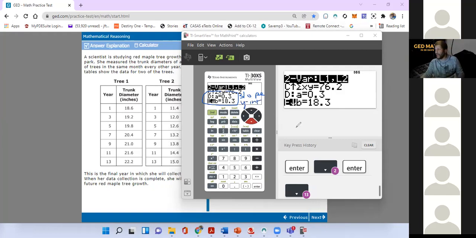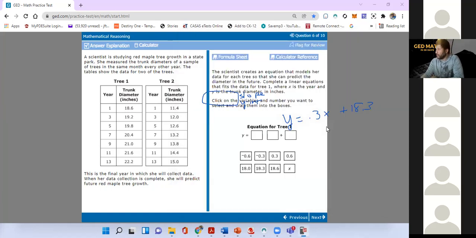So that tells me my equation is going to be y equal 0.3x plus 18.3. Boom. So now all I do is I drag and drop. Y equal 0.3x plus 18.3. Done. That's not even a minute.